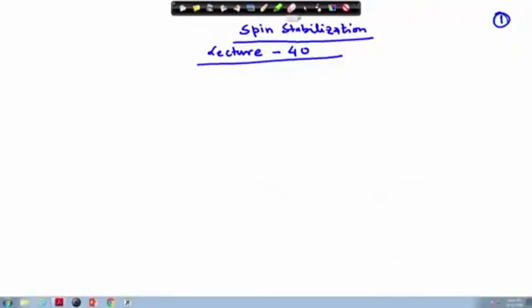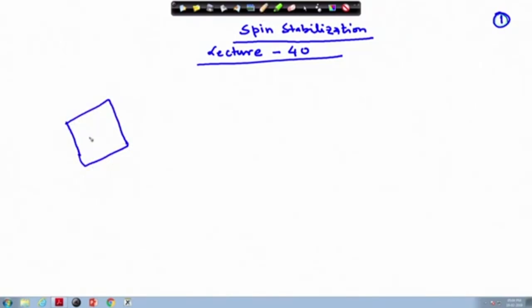Welcome to lecture number 40. We have been discussing spin stabilization, and you may be wondering why. Later, once we start with reaction wheels and control moment gyros, you will see that the reaction wheel is used to actuate the satellite. We need this concept, so we will discuss it here.